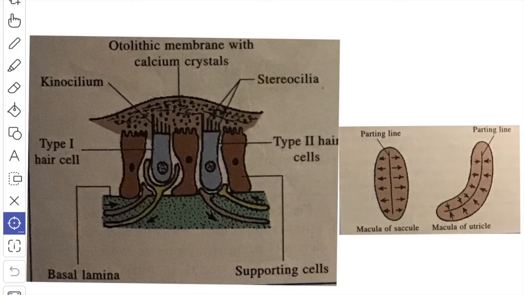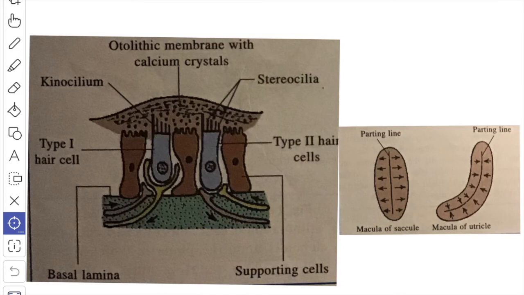The hair cells or sensory cells, each is provided with a free surface with 70 to 80 stereocilia and 1 kinocilium. The stereocilia are modified microvilli. The kinocilium is a modified cilium. At one end of the cell lies a long kinocilium, and the stereocilia are arranged in decreasing order of length, lying in a row away from the kinocilium.